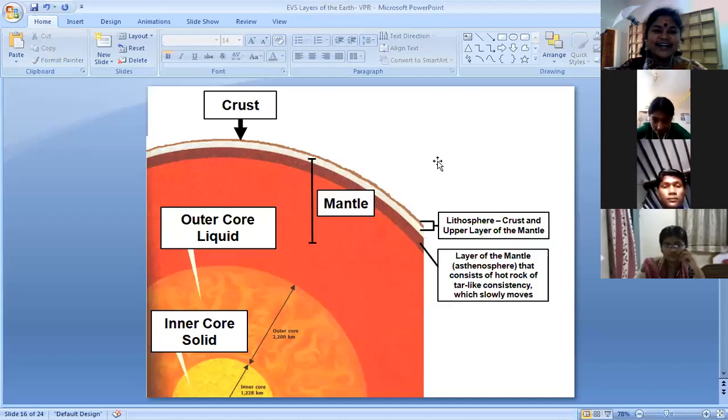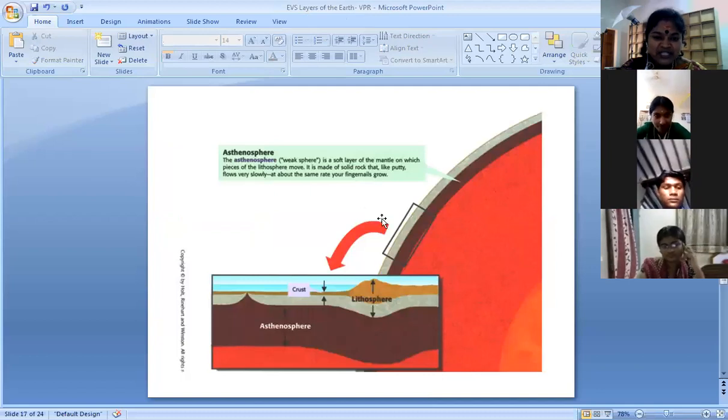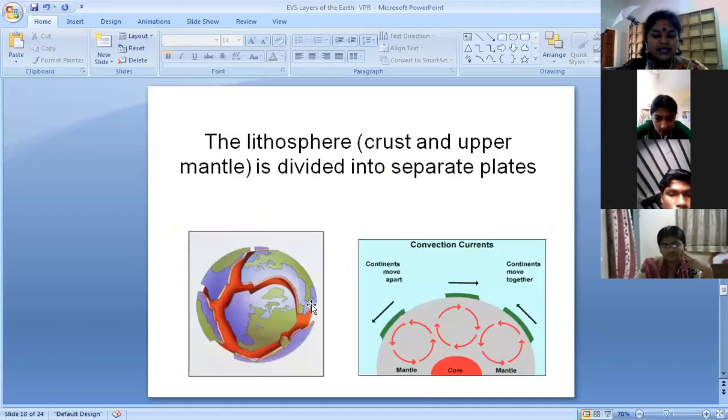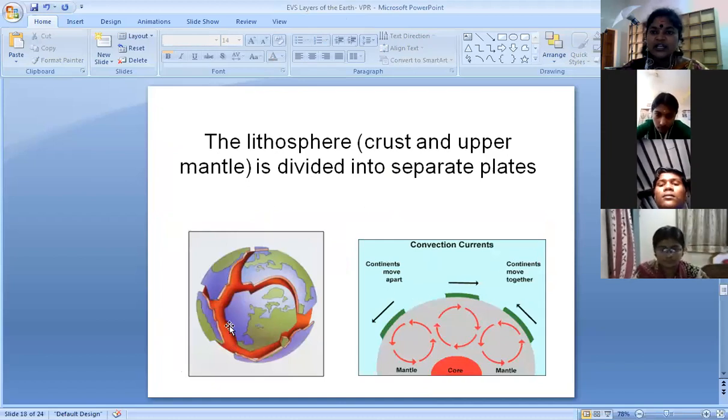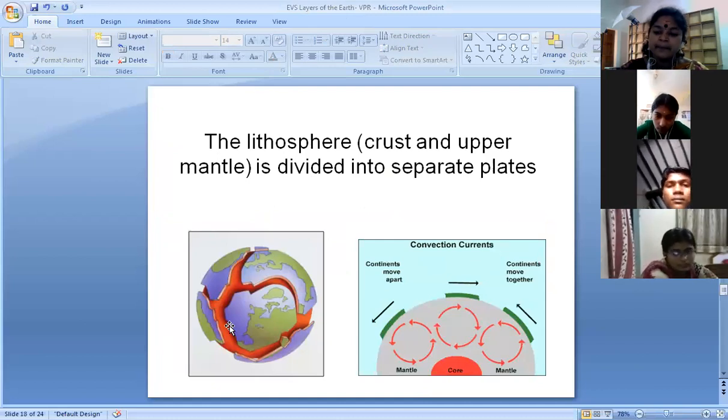Next. This is the picture of this asthenosphere. See? Then, next one. Lithosphere, already I told, litho means stone. So the crust and upper part of the mantle is divided into separate plates. Tectonic plates, and they will often move. Over time plates move and sometimes earthquakes also occur, we used to say.